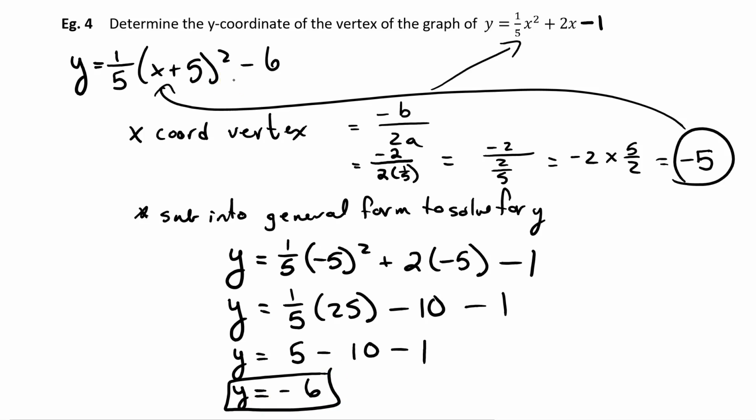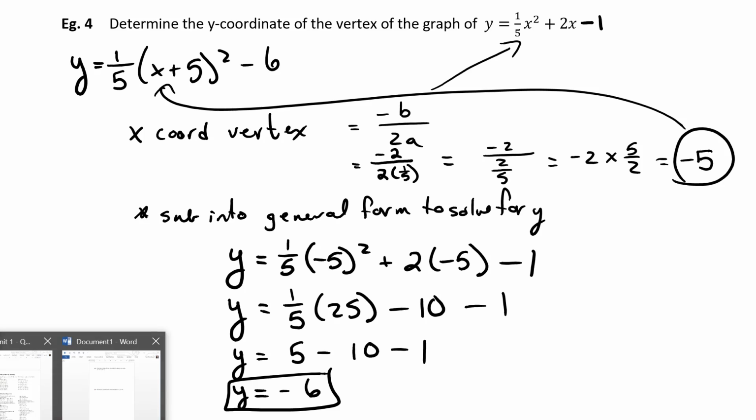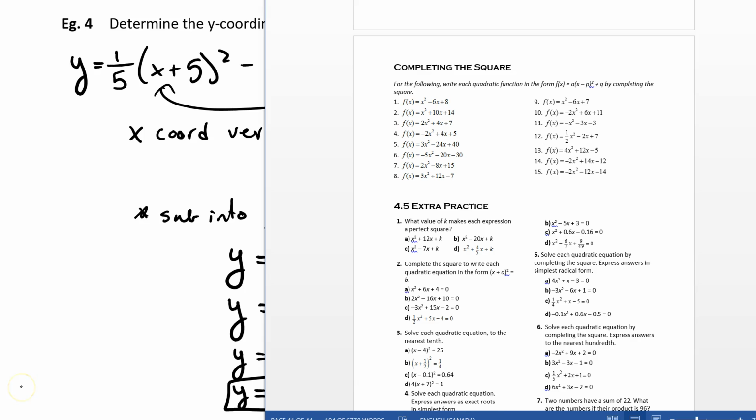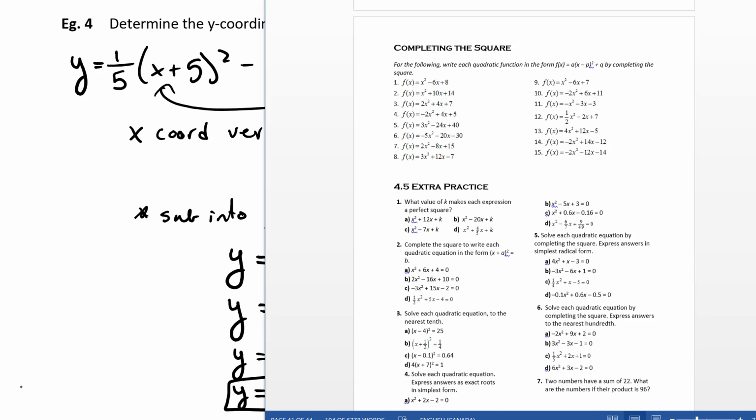I would say for the previous example it was way easier just to substitute in to find the x coordinate. This one you have to substitute in this value anyway, and it wasn't that bad of a question to complete the square for. So I just want to alert you to the fact that you have some extra completing the square practice.